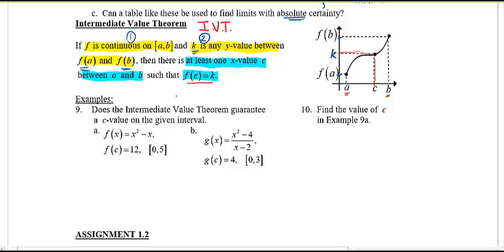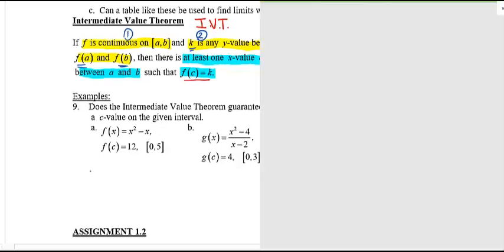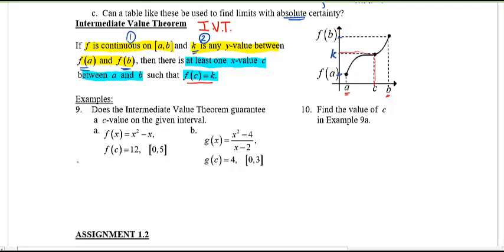Okay? So let me try to show you this with 2 examples. For number 9, I just want you to tell me, does the intermediate value theorem guarantee a c value on the interval? So really what I'm saying is, does it actually hold true for the 2 conditions that I've highlighted in yellow? So your first condition is, is it continuous on the interval? So for part A here, I'll say condition number 1, yeah, that's met because f of x is continuous. It's a parabola on the interval 0, 5.